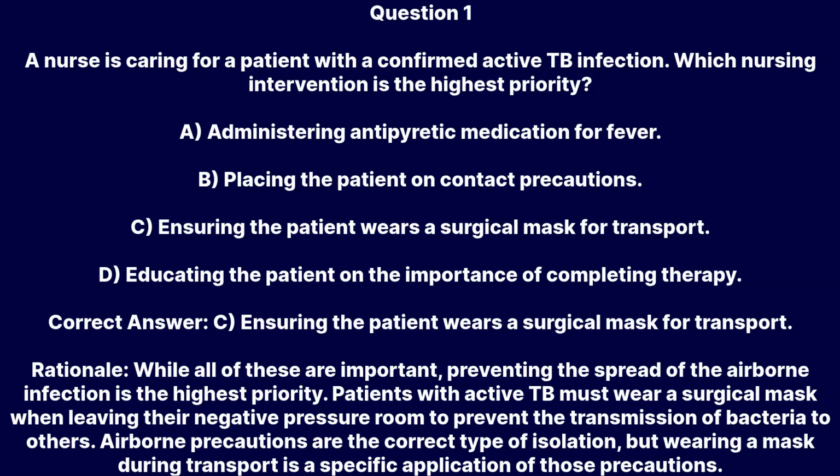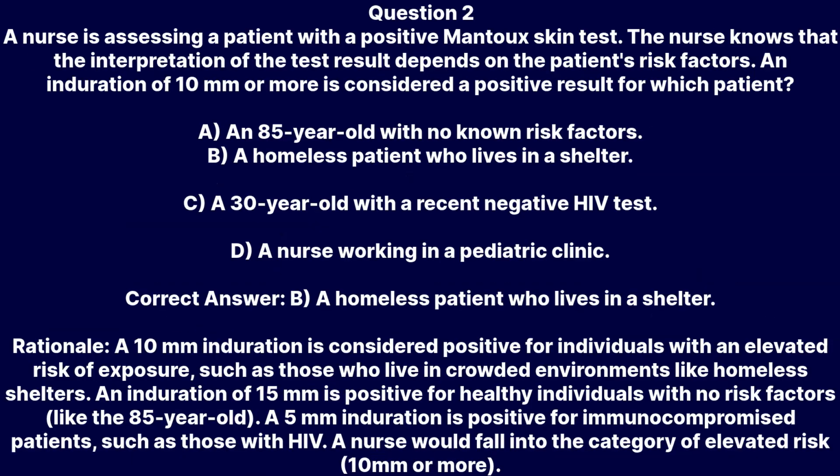Correct answer, C. Ensuring the patient wears a surgical mask for transport. Rationale. While all of these are important, preventing the spread of the airborne infection is the highest priority. Patients with active TB must wear a surgical mask when leaving their negative pressure room to prevent the transmission of bacteria to others. Airborne precautions are the correct type of isolation, but wearing a mask during transport is a specific application of those precautions.